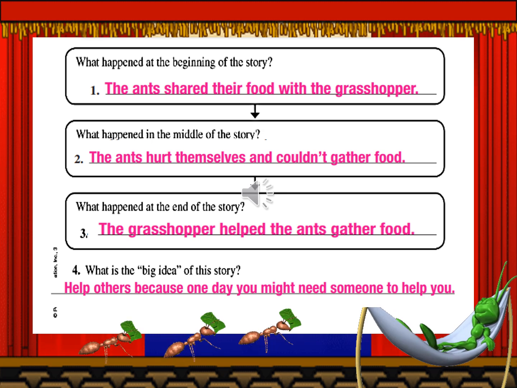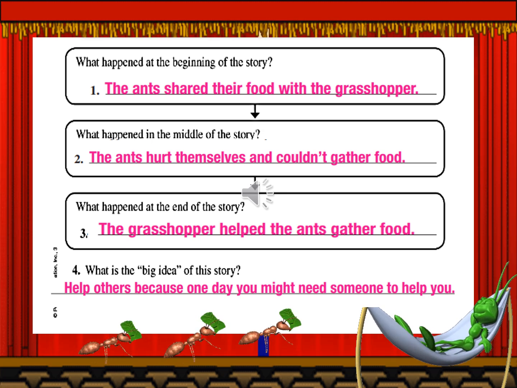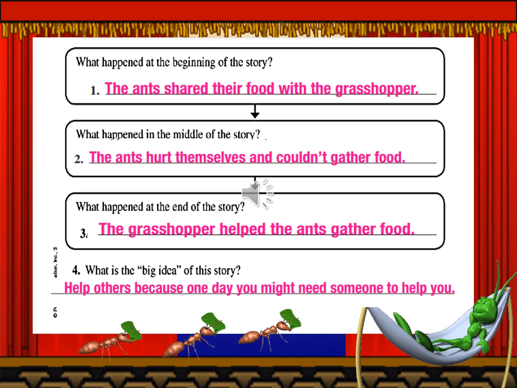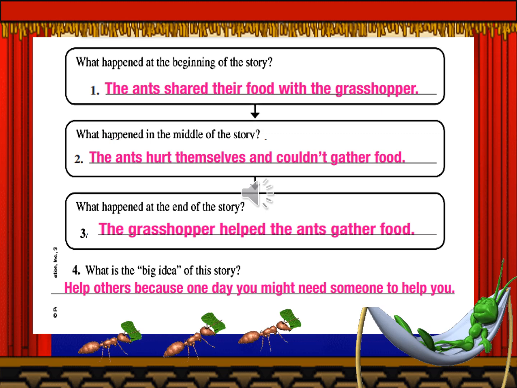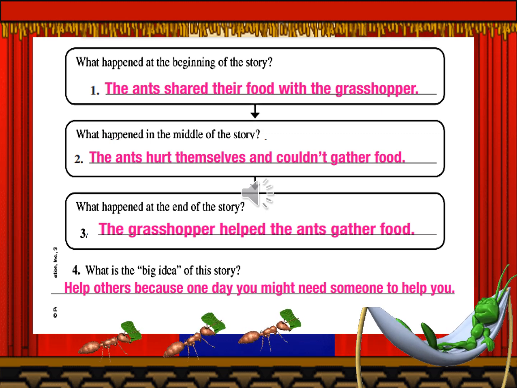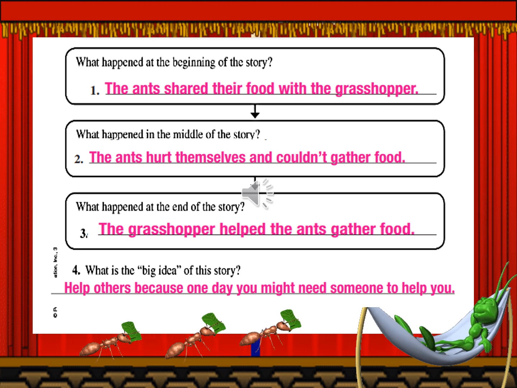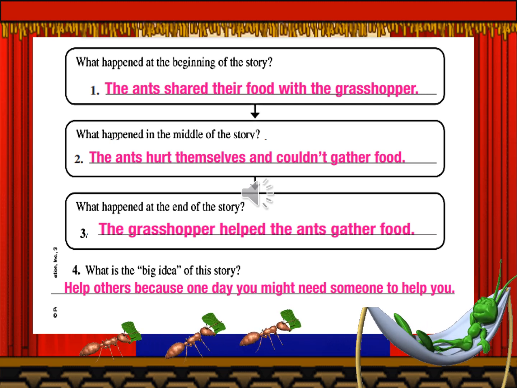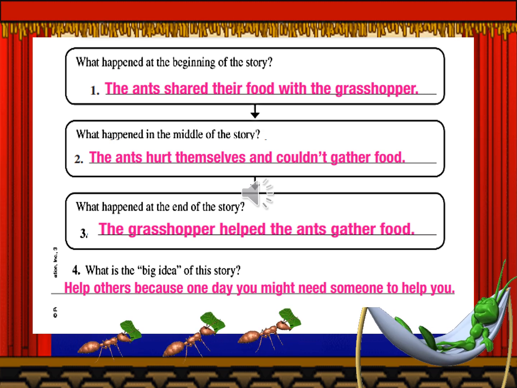Now let's answer the questions. We have here questions number 1, 2, 3. Number 1, what happened at the beginning of the story, what happened in the middle, and what happened at the end of the story. Here we are going to answer the plot. What is the plot here? It means the events of the story, the introduction, the body, and the conclusion. So let's start to answer.